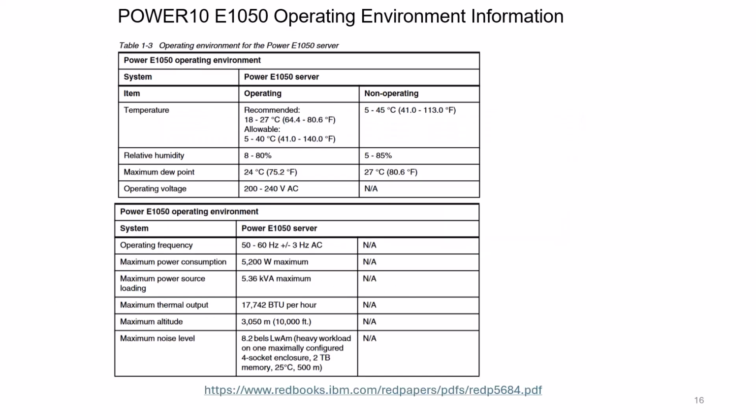Here we have the information for the Power E1050, and as you can see, this draws a lot more watts. Its maximum power source loading is 5.36 kVA, and again, this one actually has four power supplies in a 2+2 configuration.